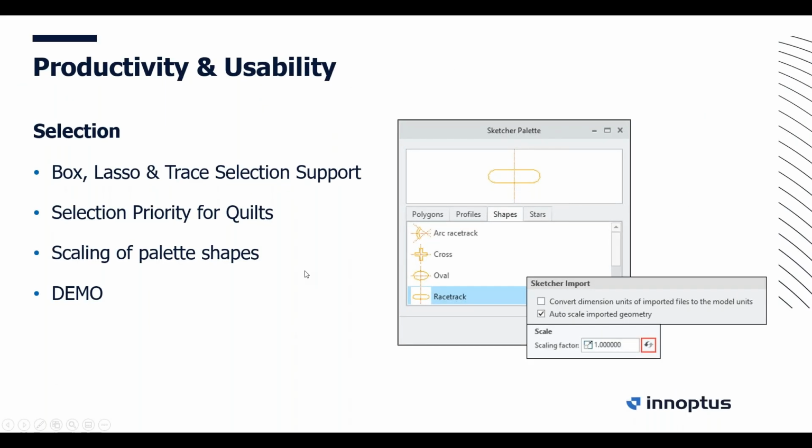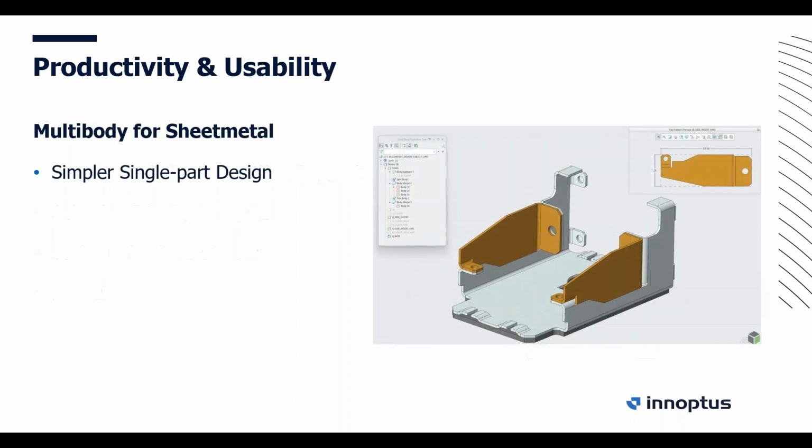Let's have a look back to our presentation. The next item is a big one. They added multi-bodies for sheet metal as well. In the first step, when you make a single sheet metal part, you can use multi-body functionality in there as well, like cut or mirror or split parts, so all the functionality in multi-bodies you have in there as well.